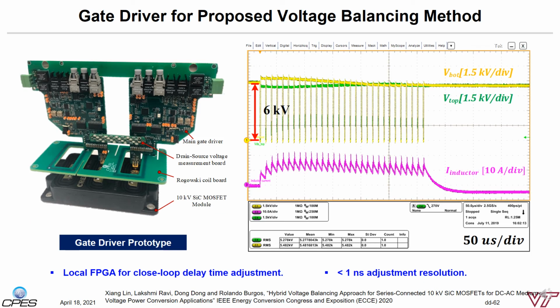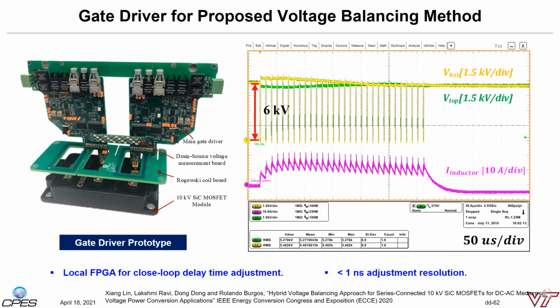This page shows the gate driver design with the proposed hybrid voltage balance approach. We put a drain source measurement board with the RC voltage divider on it. This board is put across one of the two devices. We slightly change the capacitor value on the board to compensate the module parasitic capacitor difference. The gate driver has the onboard FPGA which produces the small delay time to control the voltage cycle by cycle. A programmable delay chip is added to provide down to 1 nanosecond resolution for delay time tuning.